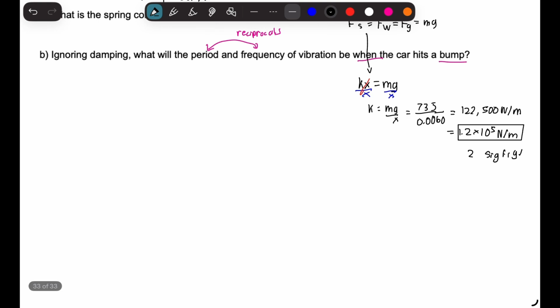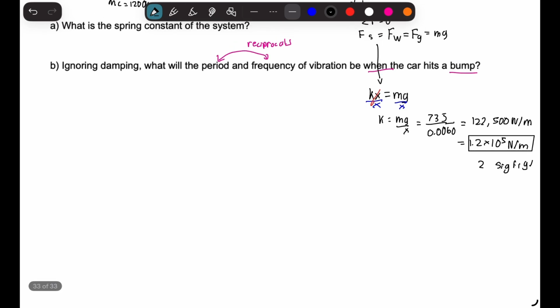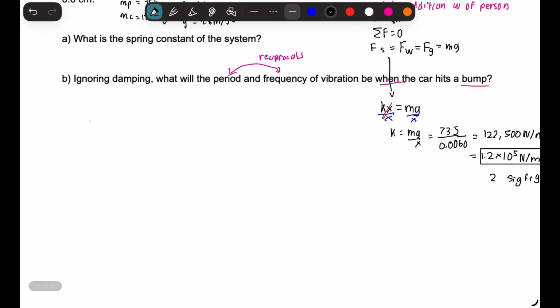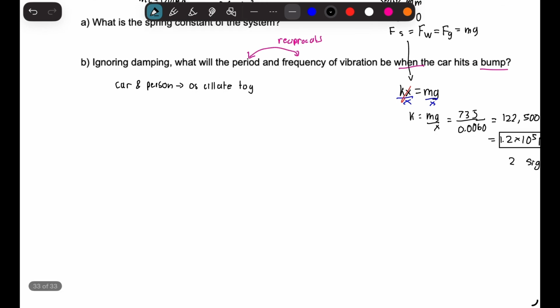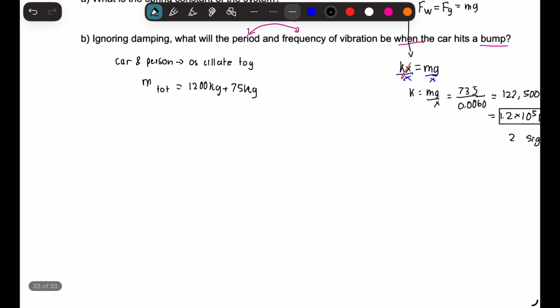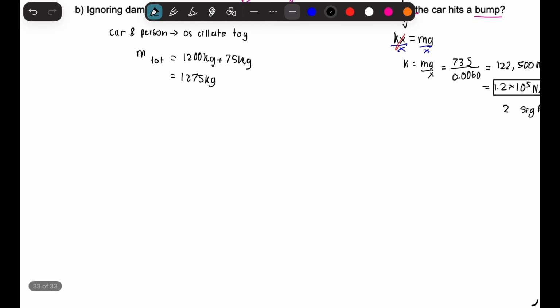For your next question, we have ignoring damping. What will the period and frequency of vibration be? Okay, so the car hits a bump. So we're seeing now that the person is in the car. We see that the car and the person, they're going to oscillate together. So you have to find the mass of this new thing. So your total mass of your system is 1,200 kilograms plus 75 kilograms. That's the car and the person. So 1,275 kilograms.